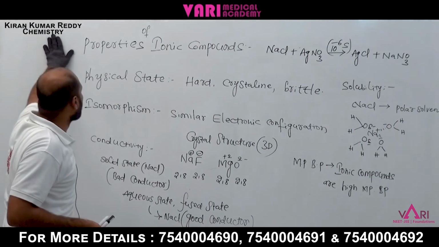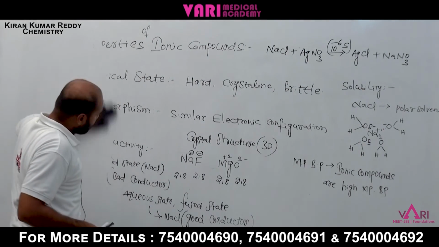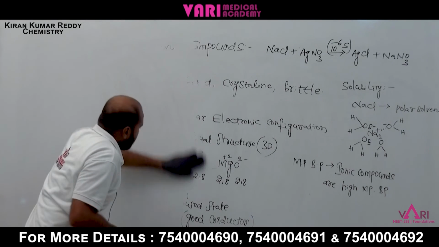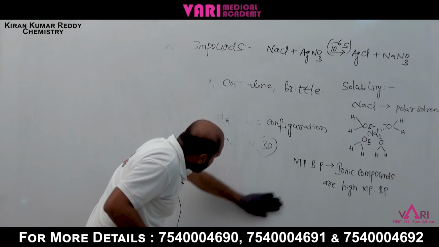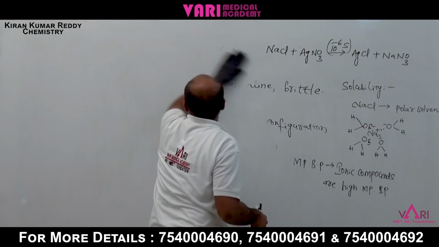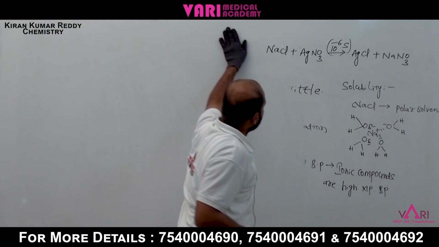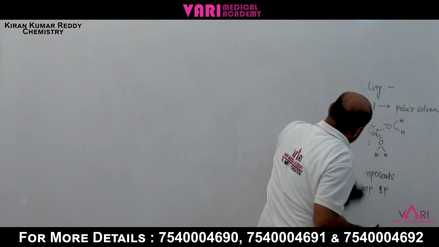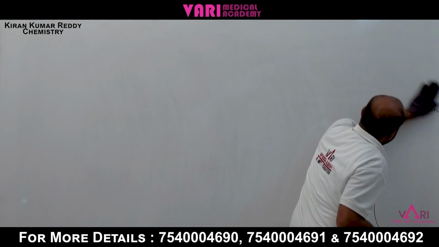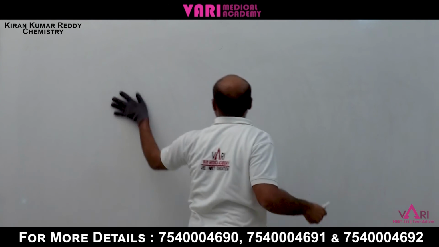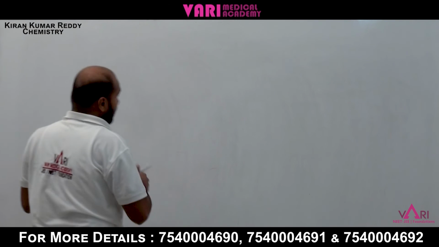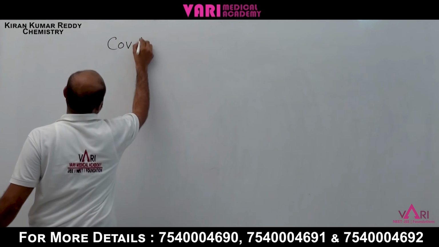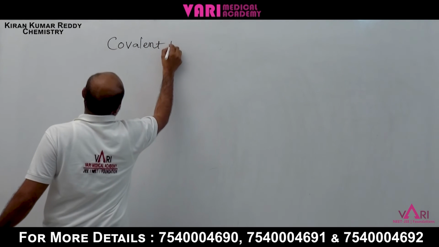If you take a covalent bond, what is the covalent bond? We can discuss after this. An ionic bond is non-directional. No direction is present, but a covalent bond is directional. Write down: what is a covalent bond? Covalent bond.